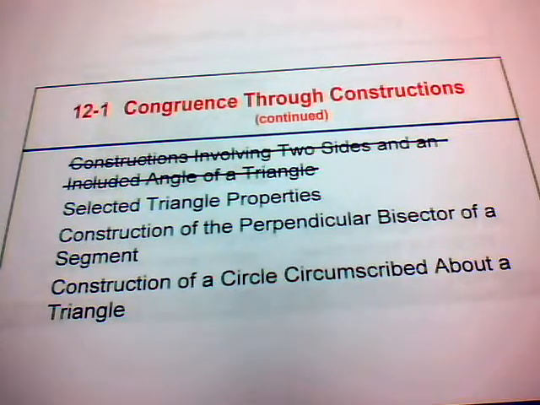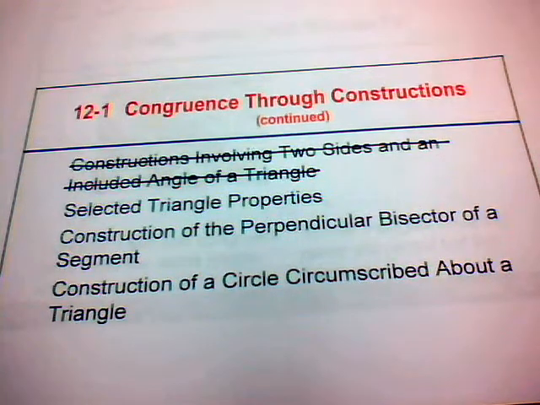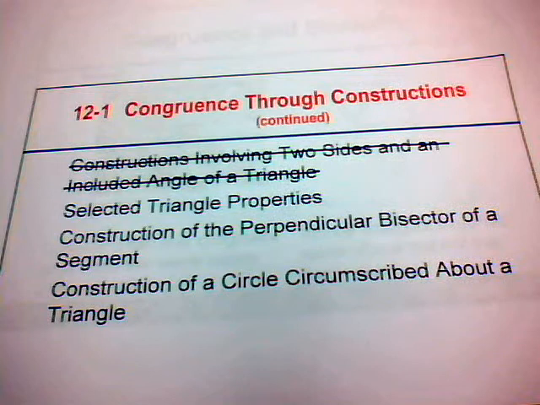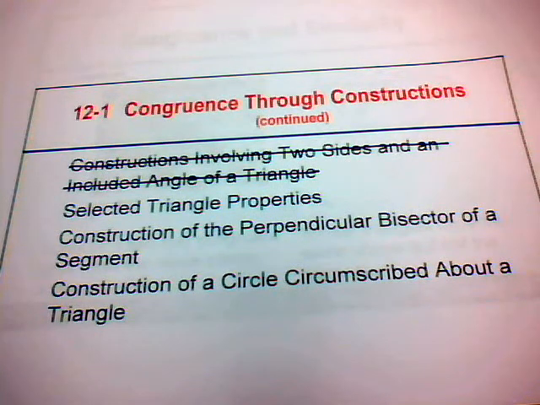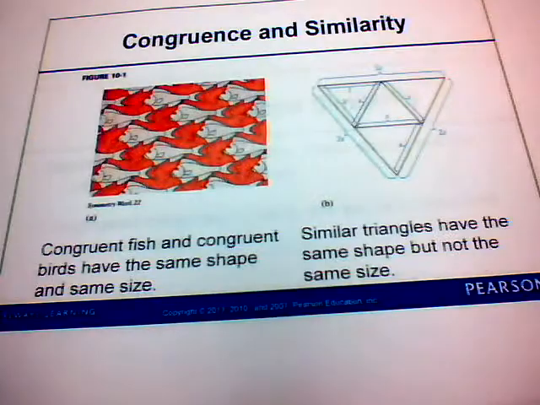And also, we'll look at some selected triangle properties, construction of a perpendicular bisector of a segment, and construction of a circle that's circumscribed about a triangle. Now, in this case, we won't go into a lot of detail about the concept of constructions because there is software like GeoGebra and the Geometry Sketchpad that does do actual constructions of certain figures.